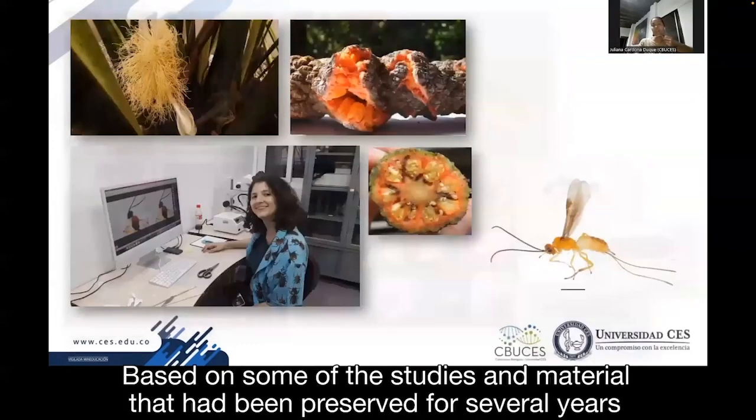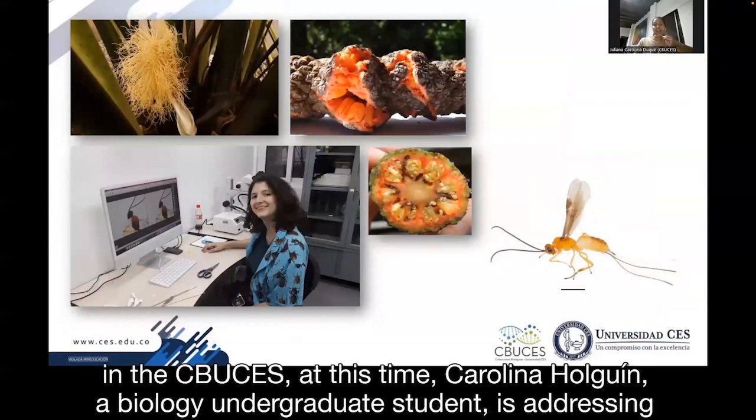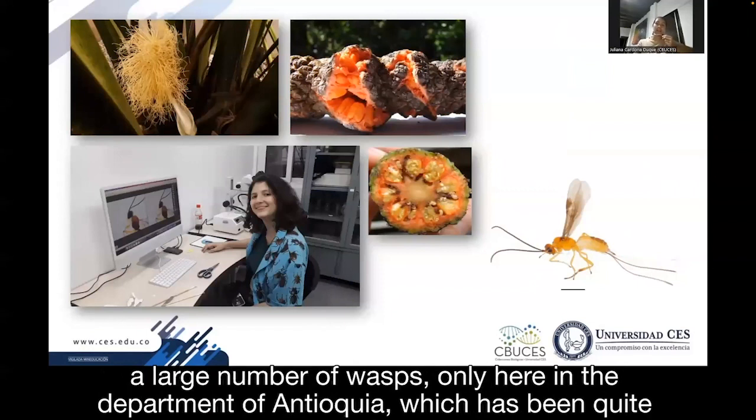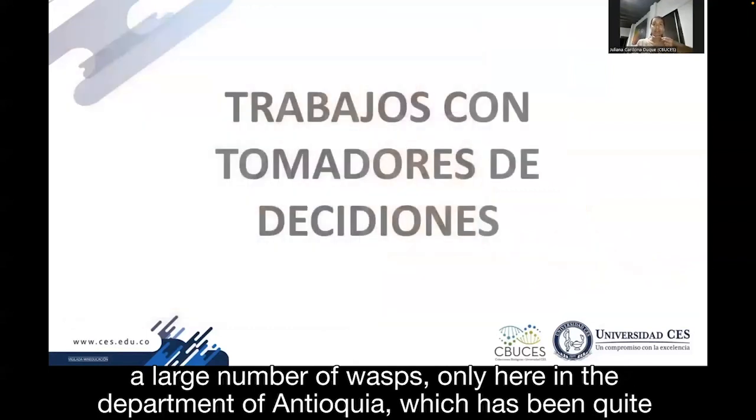A partir también de algunos de los estudios y del material que había sido preservado durante varios años en las colecciones biológicas, en este momento, Carolina Holguín, estudiante de pregrado de biología, está abordando las interacciones entre avispas bracónidas y los gorgojos polinizadores de las ciclantáceas y ha encontrado una gran cantidad de avispas solamente acá en el departamento de Antioquia, lo que ha sido bastante interesante.